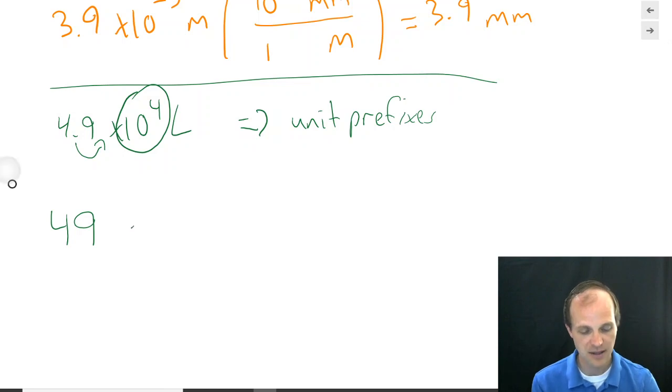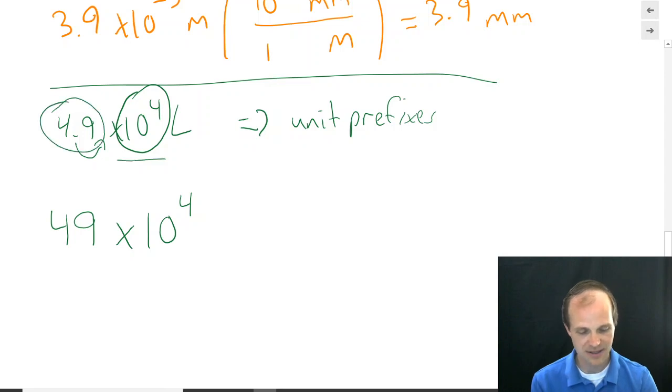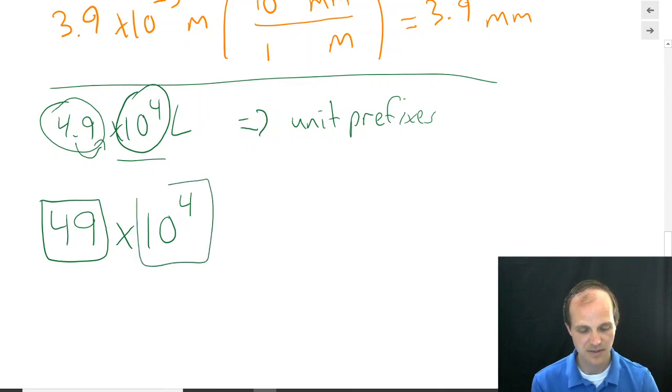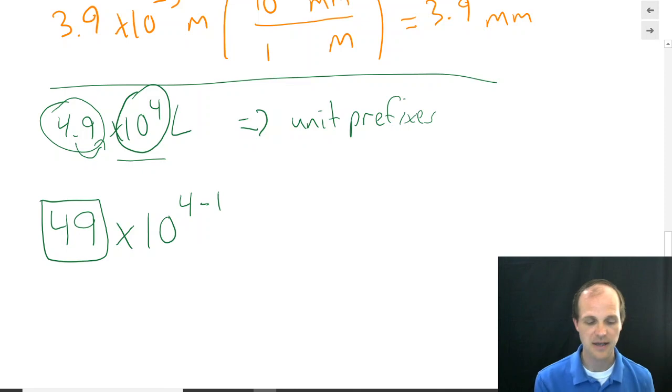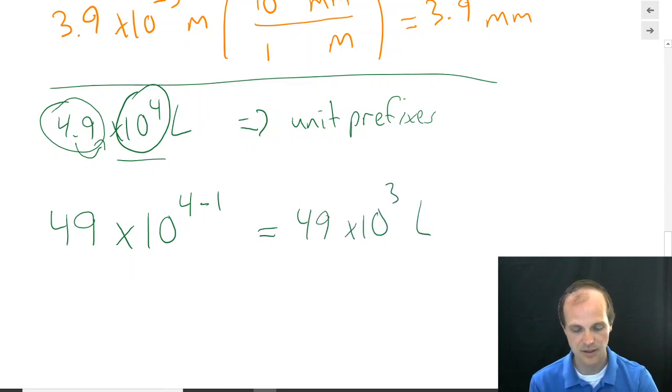So I've got 49. Can I still write times 10 to the fourth? I can't, right? Because this was 4.9 times 10 to the fourth. I can't now write 49 times 10 to the fourth. That would be a different number. So I made this one bigger by a factor of 10. What I need to do is make this one smaller by a factor of 10. How do you make it smaller? You subtract 1 from the exponent. So since I made this 10 times bigger, I'm going to make this 10 times smaller by subtracting 1. And so I actually get 49 times 10 to the third liters.